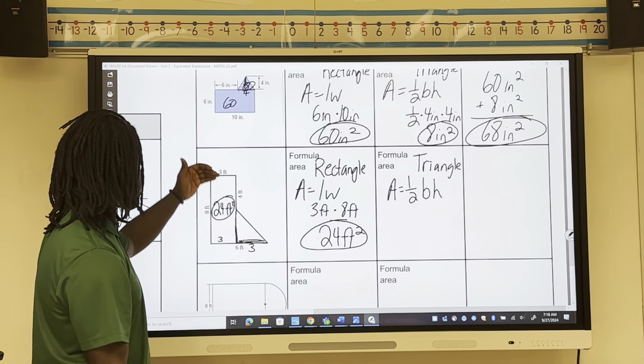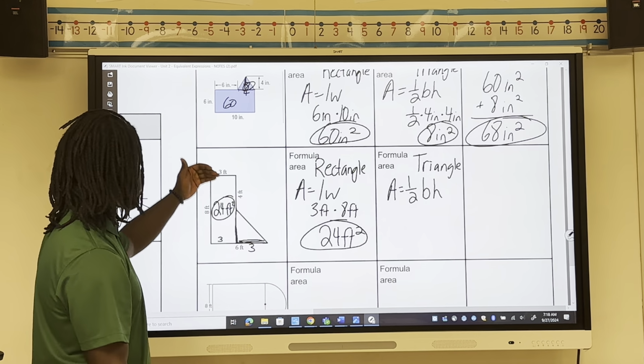So we got 1/2 times 3 feet times the height, which is 4 feet, okay? And I'll do half of 4 is 2, then 2 times 3 is 6. So it is 6 feet squared, and that is for the triangle. And so then we do 24 feet squared plus 6 feet squared, and we end up with 30 feet squared.